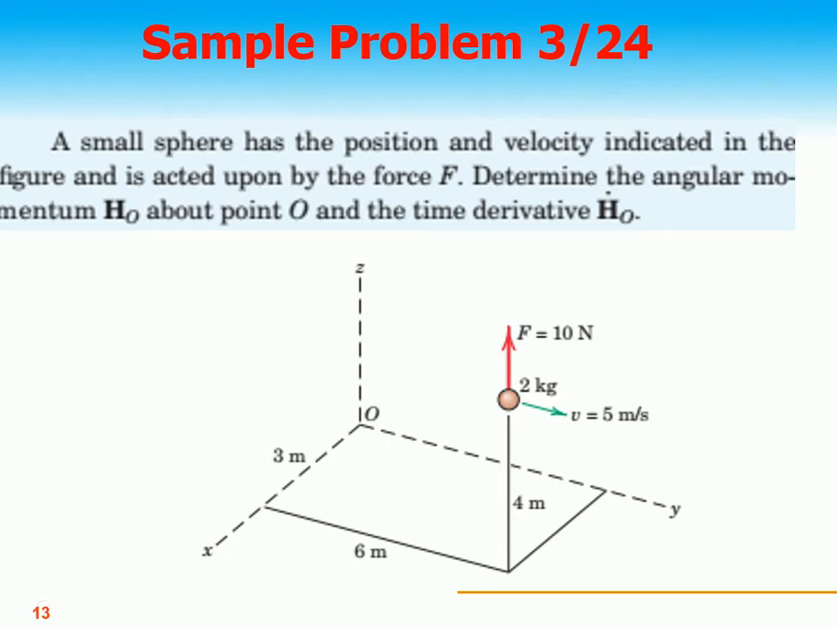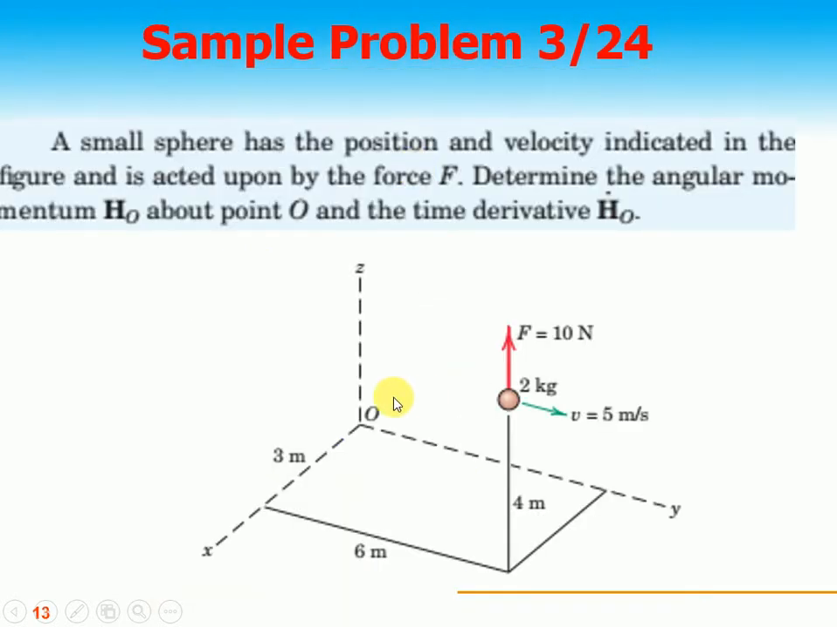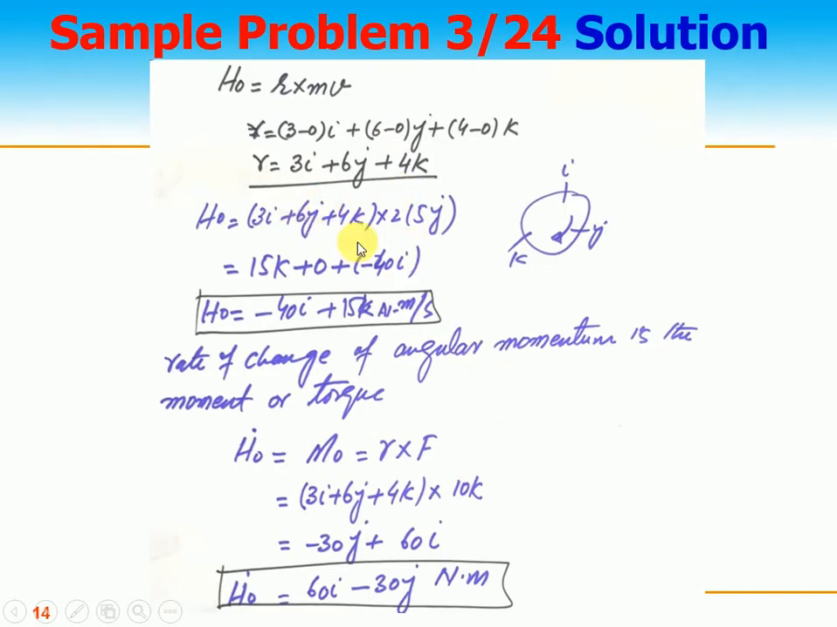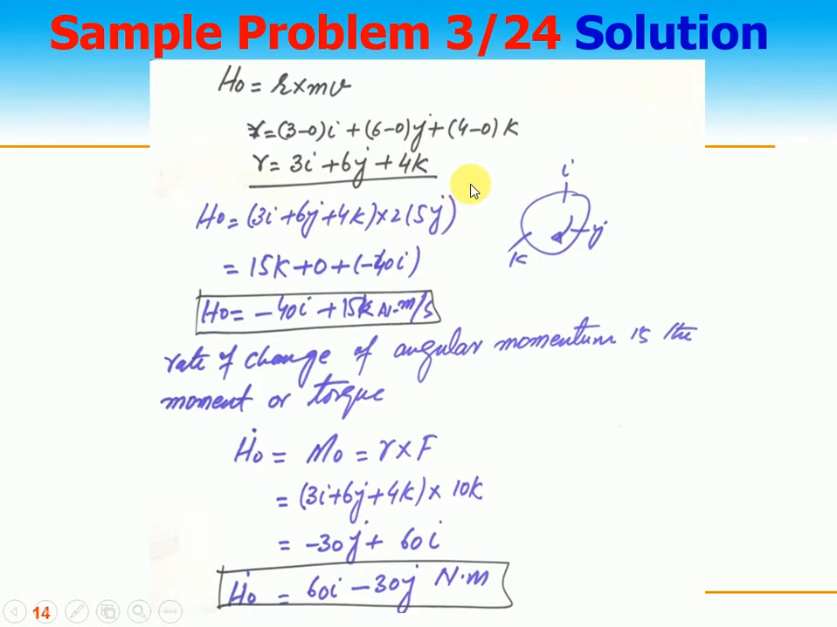Whenever you are talking of 3D, it is easiest to use the vector method, R cross mv, or R cross whatever, in 3D it becomes easy. So H naught is equal to R cross mv. So I get the R, of course 3i plus 6j plus 4k. Similarly, next is of course mv. The mass here is given to you, 2 kilogram, and the velocity is only in y direction. So it is 5j.